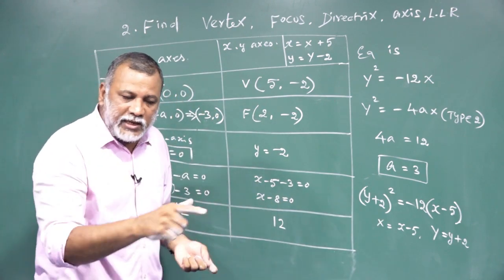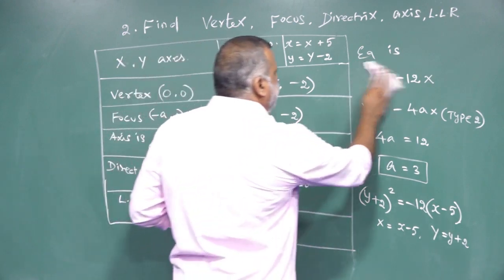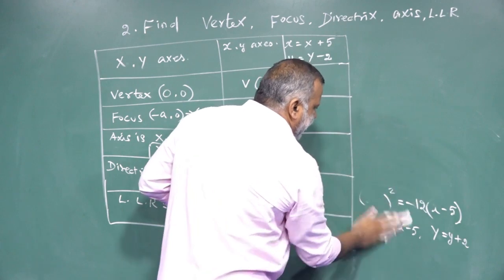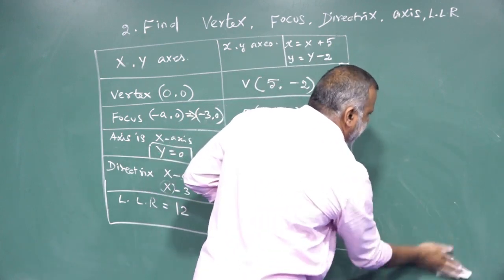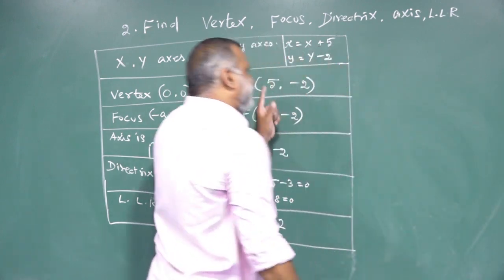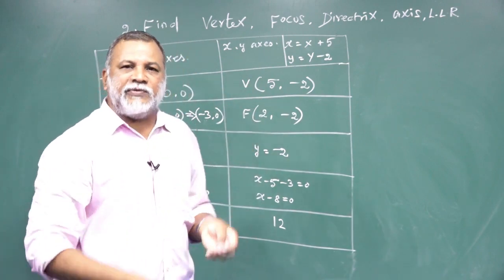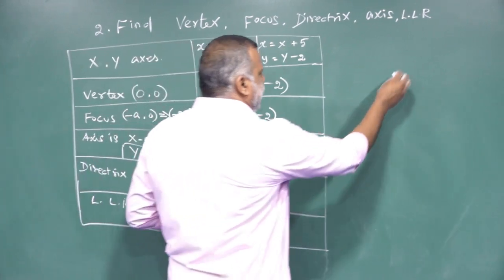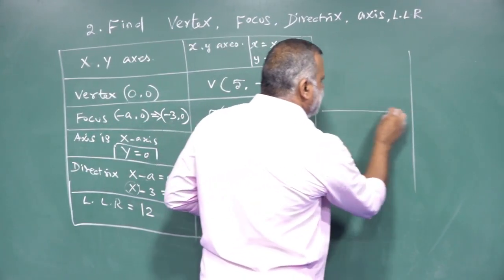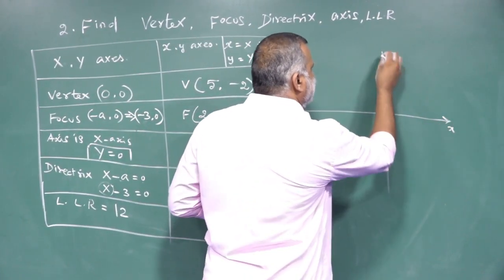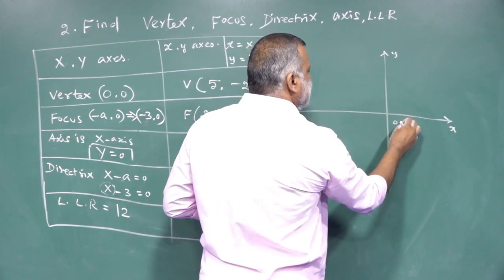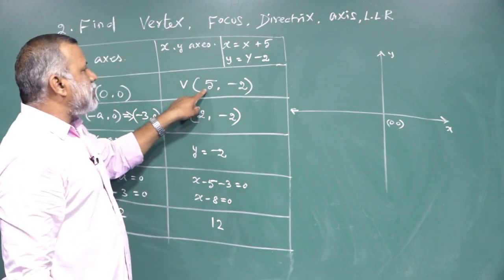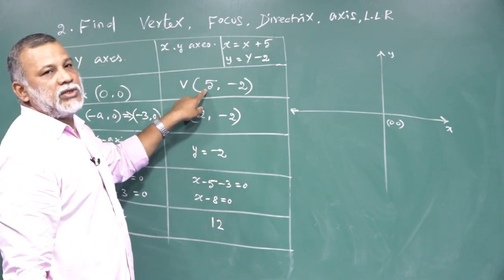With the help of this, we have to draw a diagram. The diagram is very important, so you have to draw the diagram with the help of the result only. See here, shifting the vertex. Already I am explaining, if the vertex is shifting, then we need capital X, capital Y. So first draw this diagram. This is always small x, small y, so this is 0, 0. See this one, the vertex is shifting to 5, minus 2.